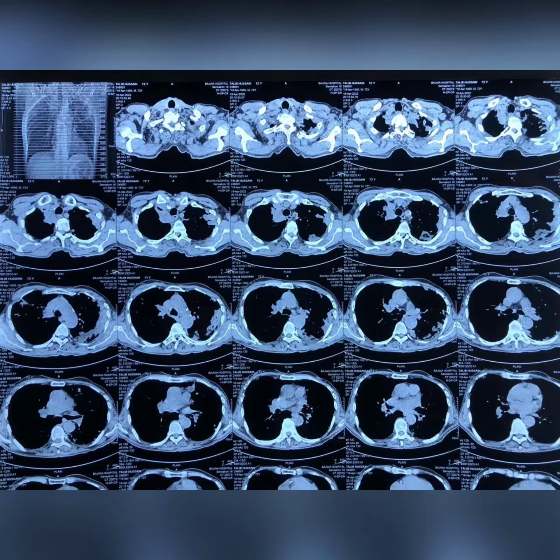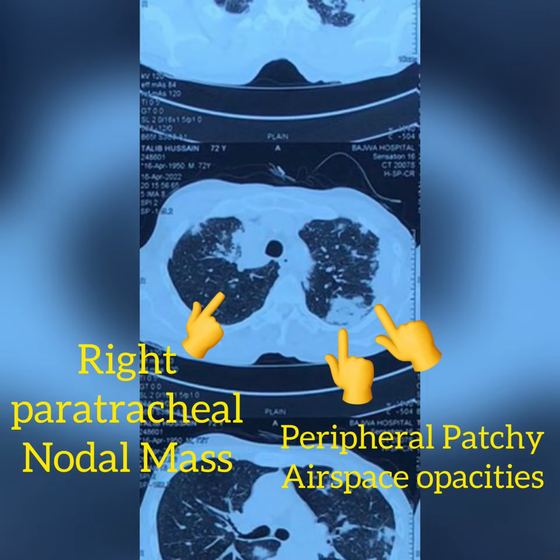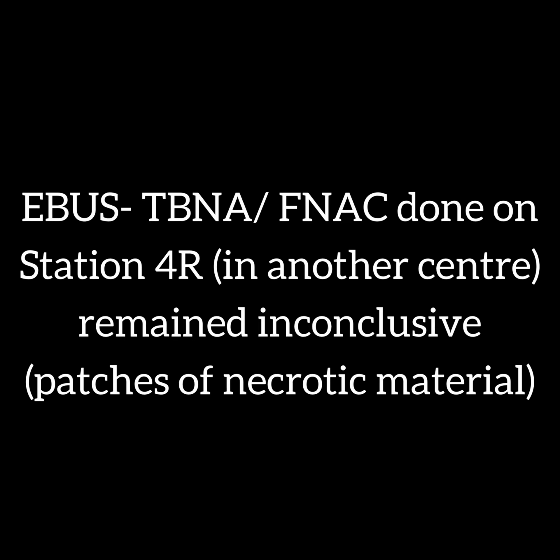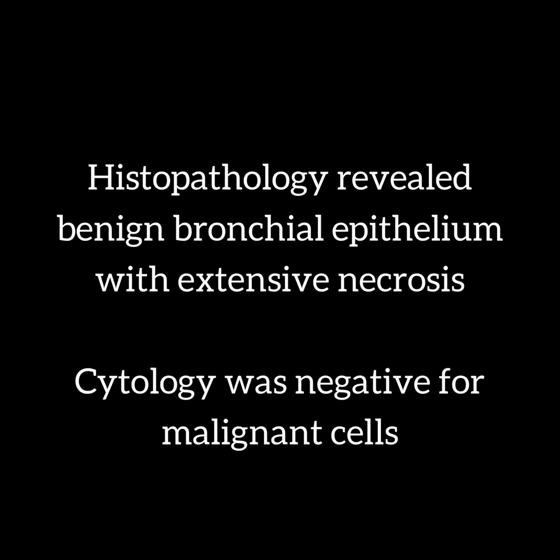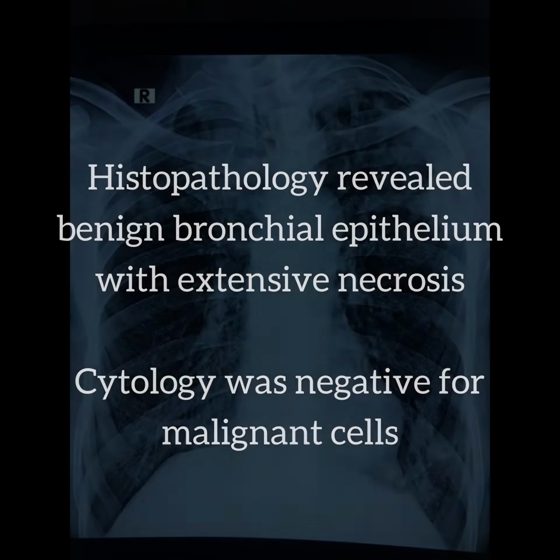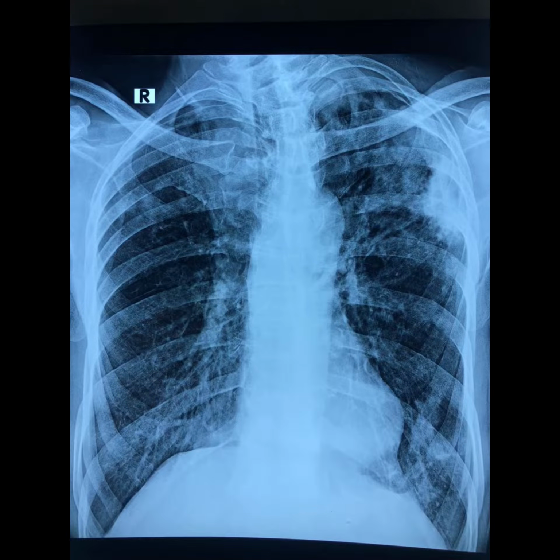This is the CT scan of the patient. This is the mediastinal window. And this is a closer view that shows the right paratracheal nodal mass and peripheral patchy airspace opacities. EBUS TBNA was done at station 4R in another hospital and the histopathology remained inconclusive. And this is how the patient presented.